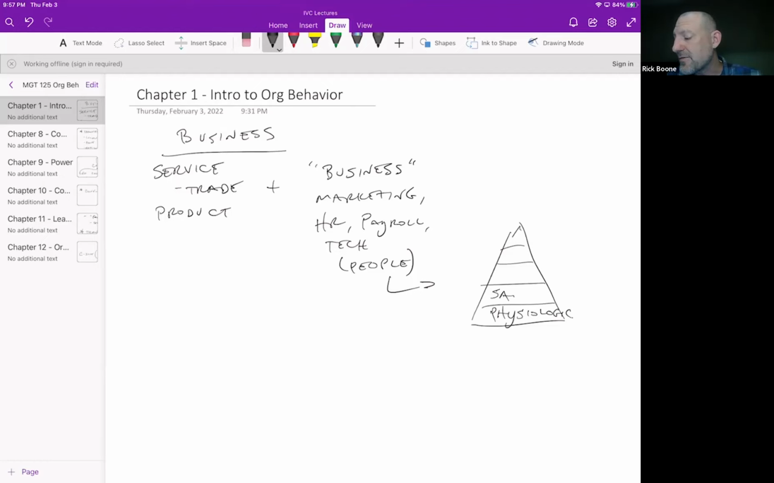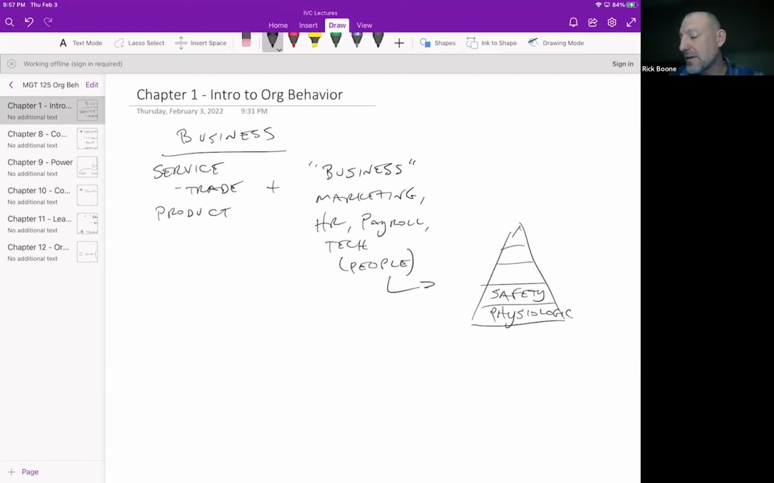The next level is safety. The idea that if we don't feel safe, we don't have safety in our employment, we don't have safety in our health, again, we're stuck at that level. We can't move on to the next. So, thinking about maybe not having health insurance. Again, not having shelter, potentially, you're not feeling safe. Maybe where you're living is not a safe environment.